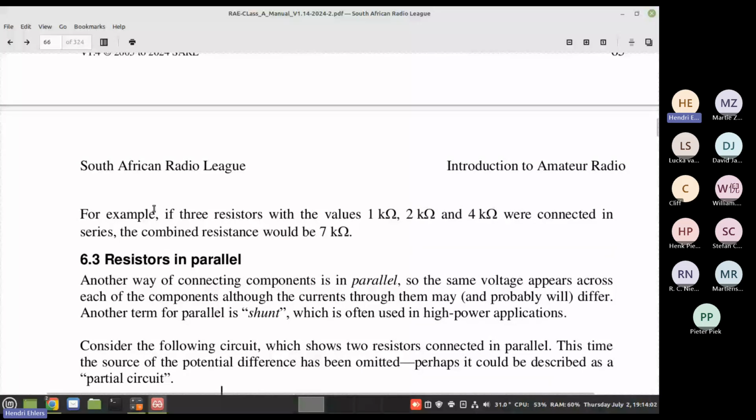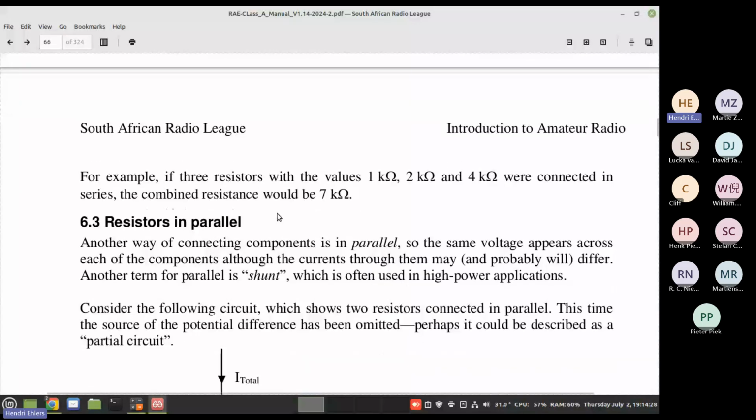Right, for example, if three resistors with values 1 kilo ohm, 2 kilo ohm, and 4 kilo ohm were connected in series, the combined resistance would be 7 kilo ohms. So you add 1, 2, and 4 together, and that gives you 7. That is pretty straightforward, not very difficult.